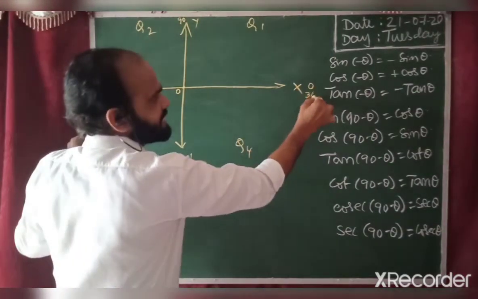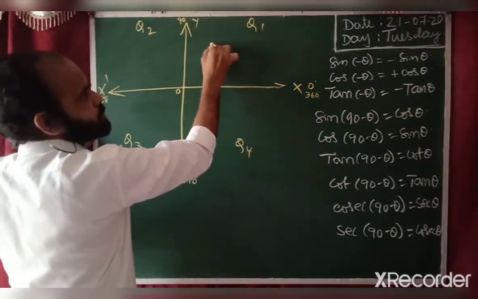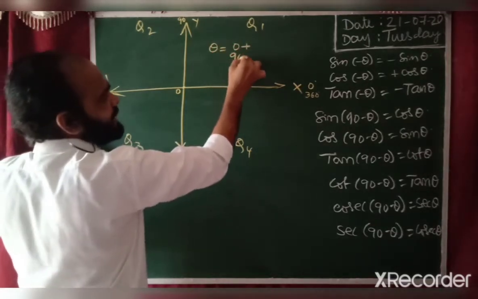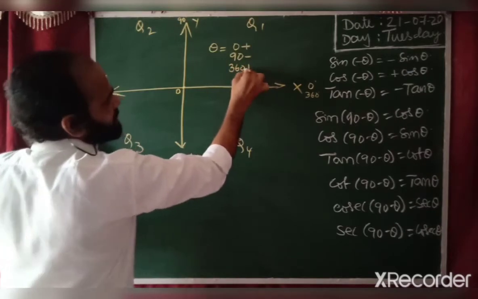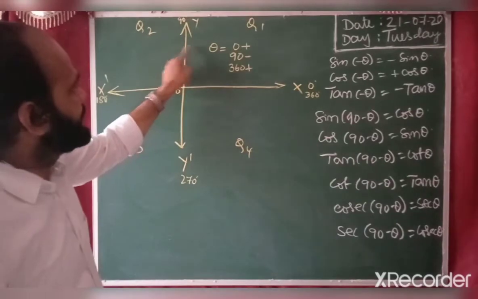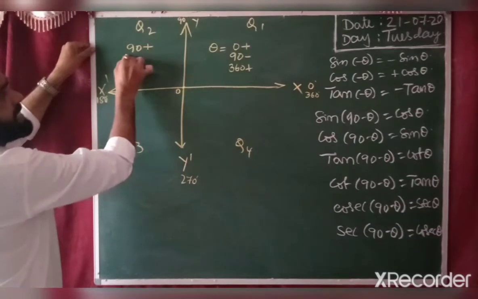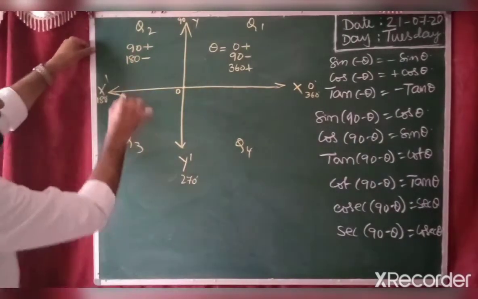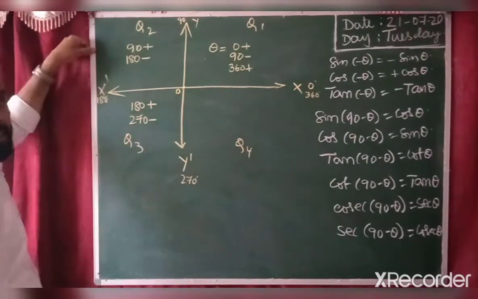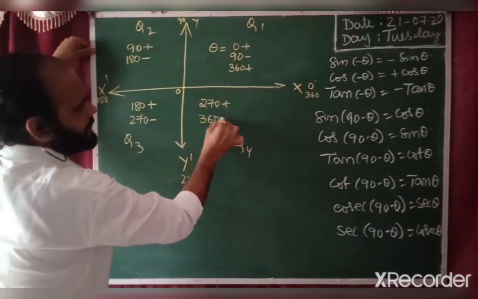And this is again 360 degrees. So what is going to be the measure of the angle in this? This is 0, theta value is going to be 0 plus, 90 minus, 360 plus. 0 plus will come into quadrant 1, 90 minus will come into quadrant 1. Similarly here, this is going to be 90 plus, this is 180 minus. When it comes to quadrant 3, 180 plus, 270 minus. When it comes to quadrant 4, 270 plus, 360 minus.